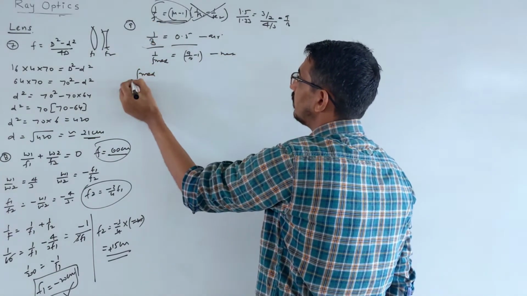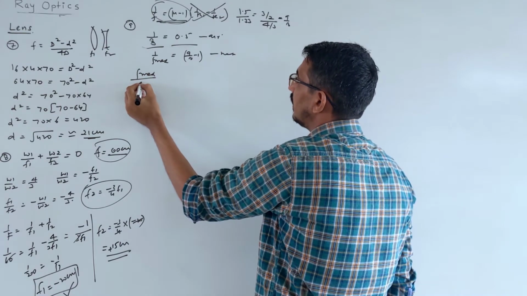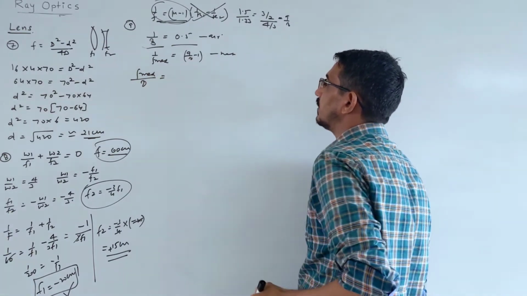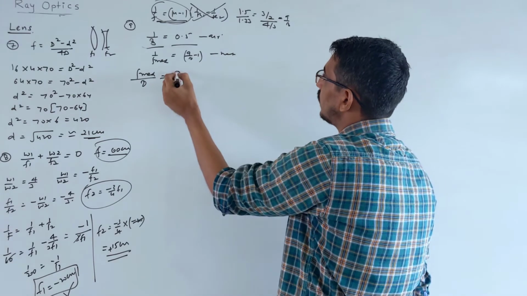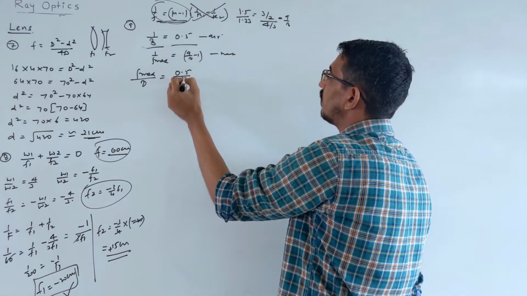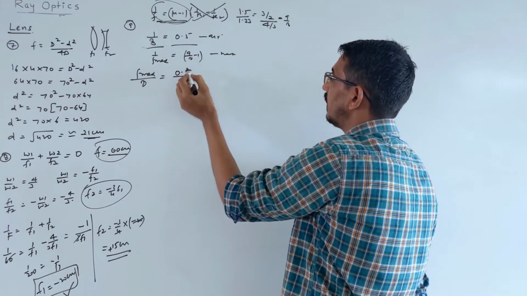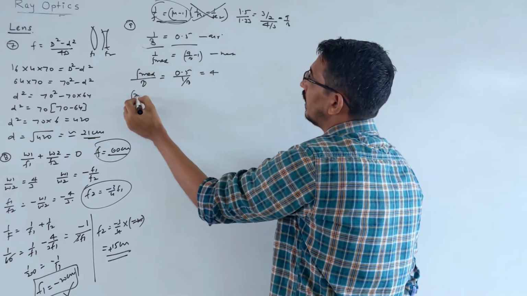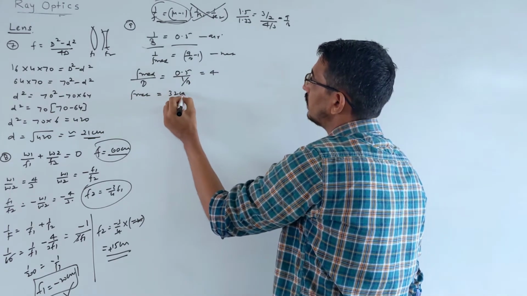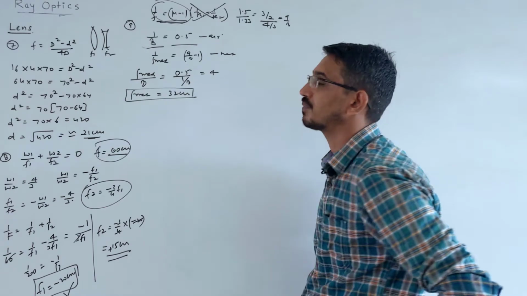F of the medium by 8 is equal to, so this becomes 0.5 only, and this becomes 1 by 8. Means 8 will go up, and this becomes 4. So F in medium becomes 32 centimeter. That's your answer.